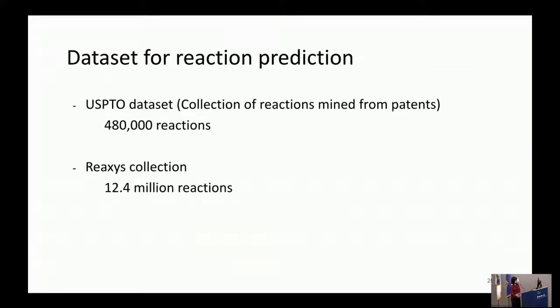I'll focus mostly on reaction prediction for now. The data sets for reaction prediction are one that's the USPTO data set. This is a data set of reactions that somebody scraped from patent literature, basically. And another one is the Reaxys collection. This is not an open source reaction database, but it's been scraped from all the publications of reactions.